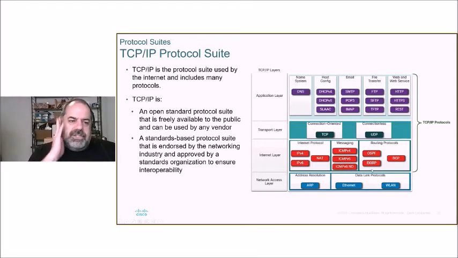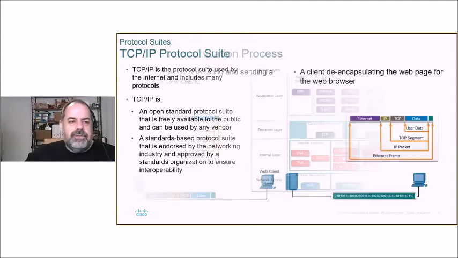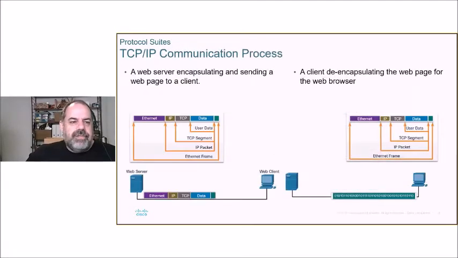Now, so TCP/IP is an open standard protocol suite that is freely available to the public and can be used by any vendor. A standards-based protocol suite that is endorsed by the networking industry and approved by the standards organization to ensure interoperability. And so, everyone, I've got an Android phone that uses TCP/IP to get on the internet. I'm using a Windows workstation using the same protocol suite, implemented by different vendors.